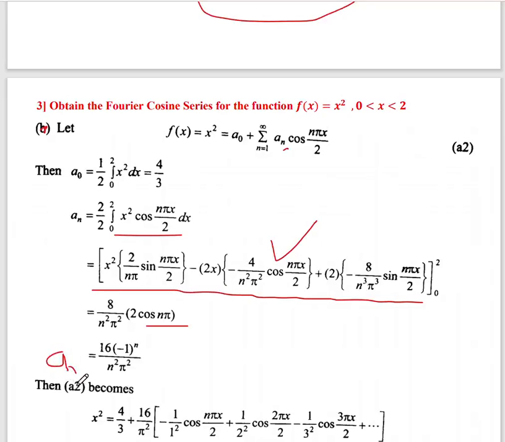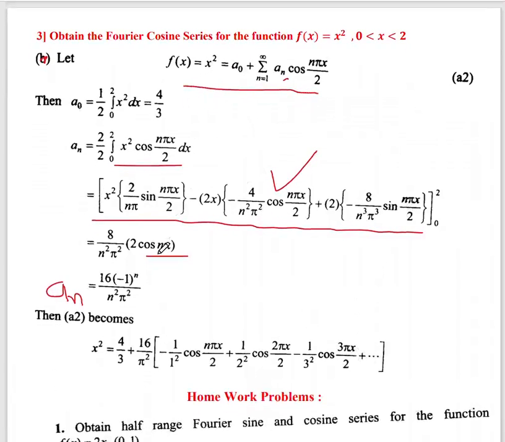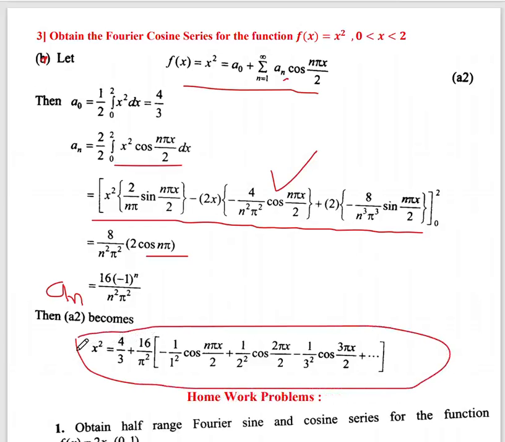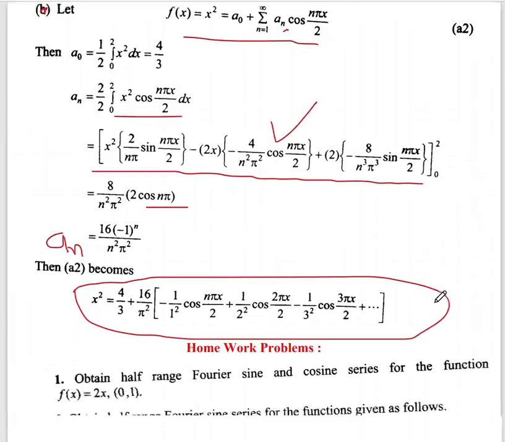Now put the values of a n and a0 in this equation. Then the equation will become f of x, that is x square, equals 4 by 3, that is a0, plus 16 upon pi square times the summation. If you expand this term, you will get a1 cos pi x upon 2, a2 cos 2 pi x upon 2, and so on. Okay, so in this way you will get the terms, and this is the required Fourier series of the given function f of x equal to x square. Okay, so this is the third problem.